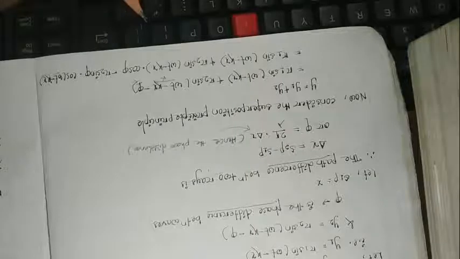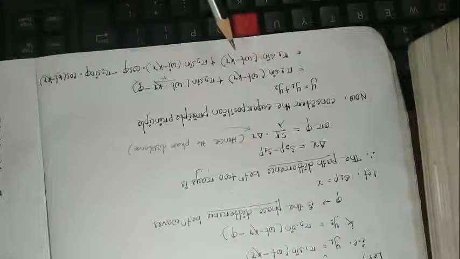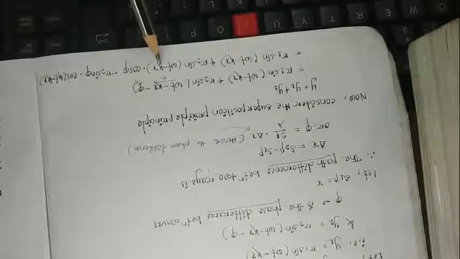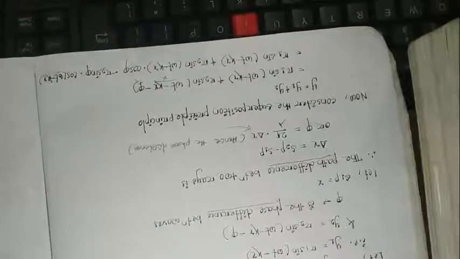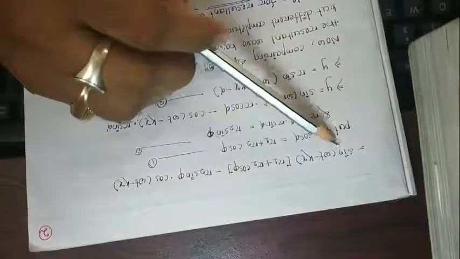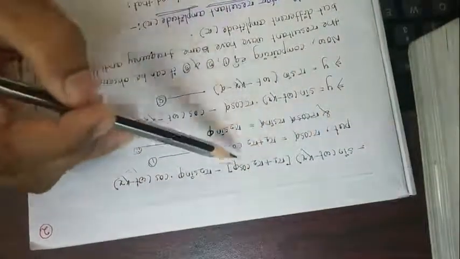So here we can take common sin omega t. From this term and from this term we can take common sin omega t. If we take common sin omega t, then it will be r1 plus r2 cos phi. So after taking common, we got sin omega t into (r1 plus r2 cos phi) minus r2 sin phi into cos (omega t minus kx).